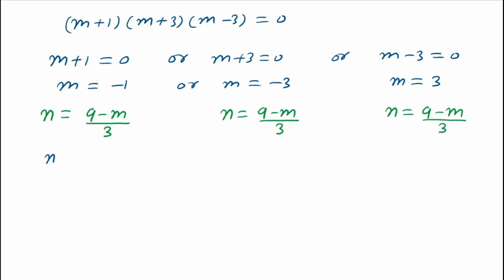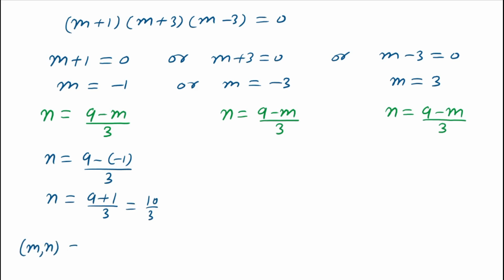Then n is equals to 9 minus m, where m is replaced by minus 1, divided by 3. Then n is equals to 9 plus 1 divided by 3, and this is equals to 10 over 3. So here the value of m comma n: if the value of m is minus 1, then the value of n is 10 over 3.